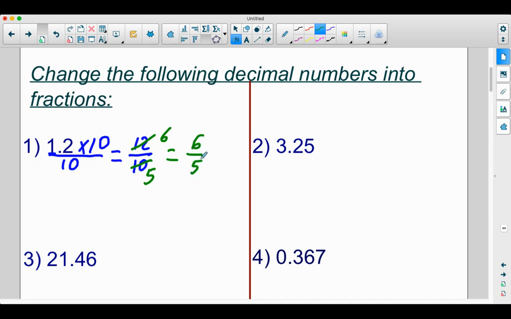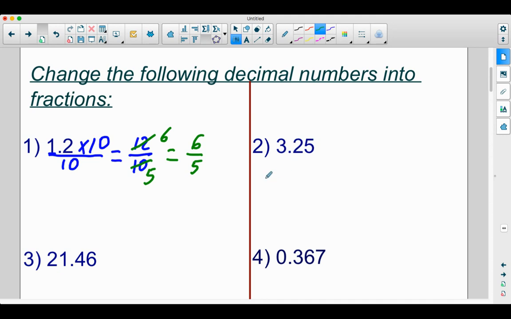Whenever you can simplify a fraction, okay, do it. Your result needs to be in simple form. Okay, that means simplified.